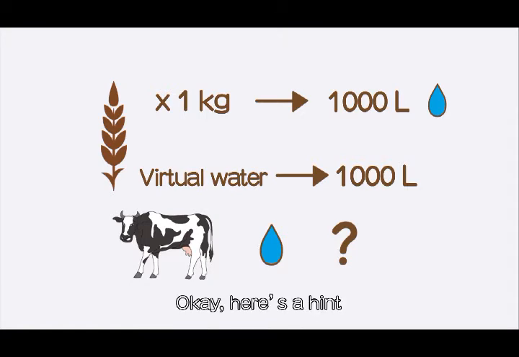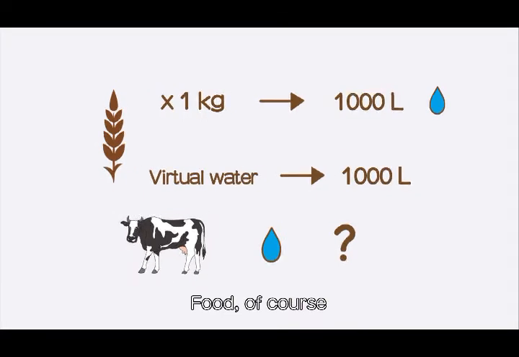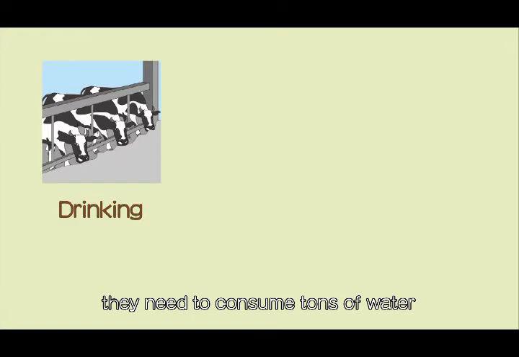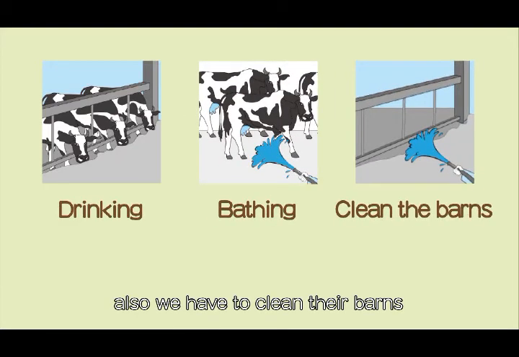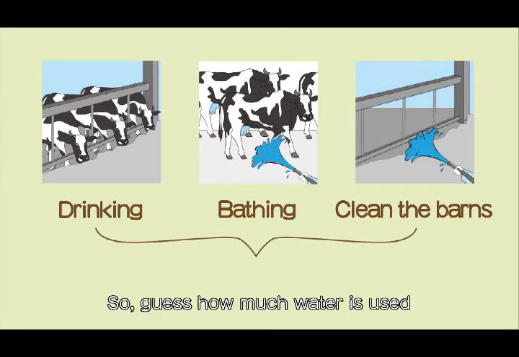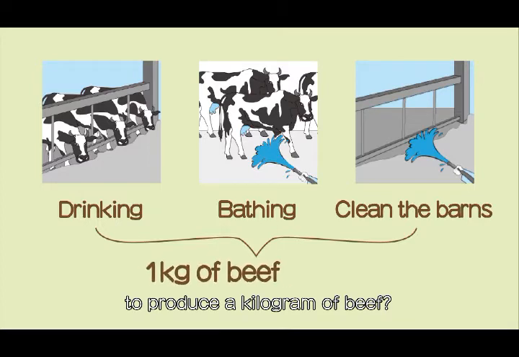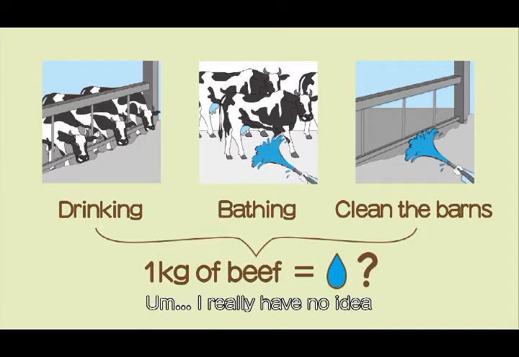OK, here's a hint. To produce beef, you'd have to graze cattle. What do cattle need? Food, of course. Right. And besides, they need to consume tons of water for drinking and bathing. Also, we have to clean their barns. So guess how much water is used to produce a kilogram of beef? I really have no idea.